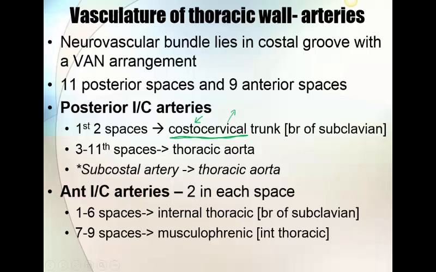Now, anterior intercostal arteries: there are only 9 spaces, so we have to have anterior intercostal branches in 9 spaces. There are 2 arteries in each space, so there are 2 anterior intercostal arteries in each space. In the first 6 spaces, space number 1 to number 6, they arise from the internal thoracic artery, which I showed you again in that slide. And the internal thoracic also happens to be a branch of the subclavian.